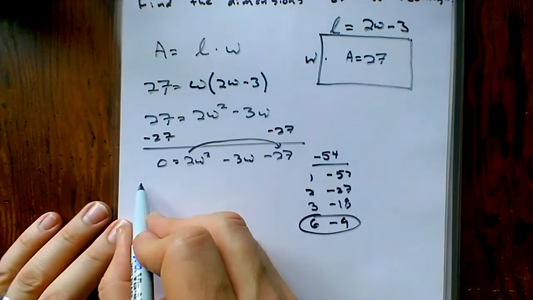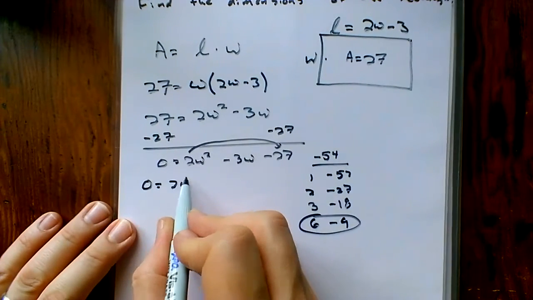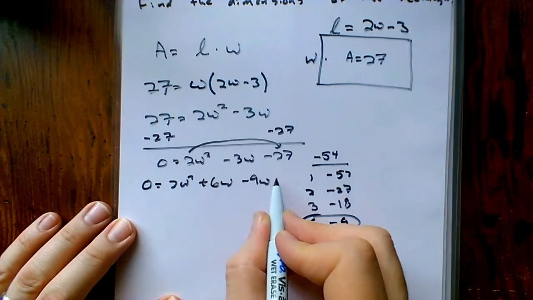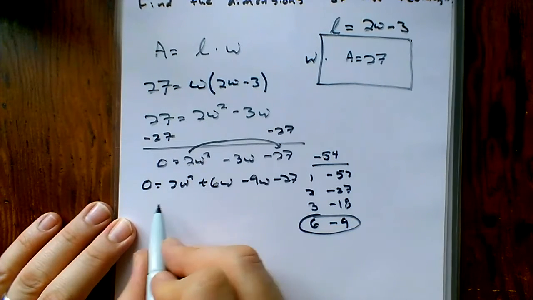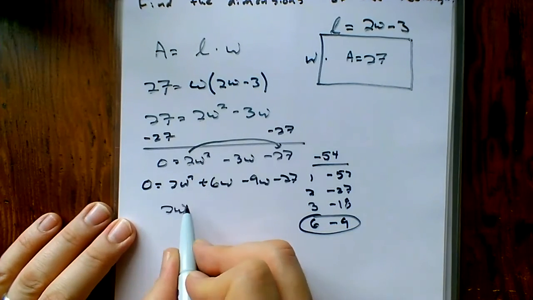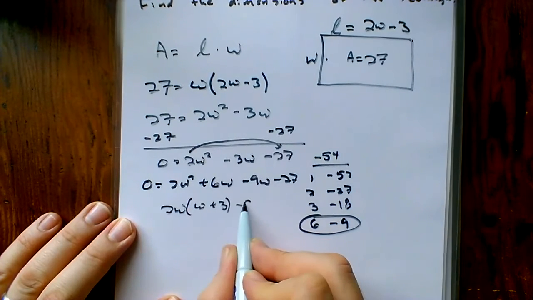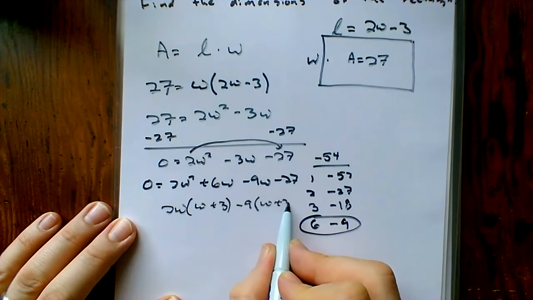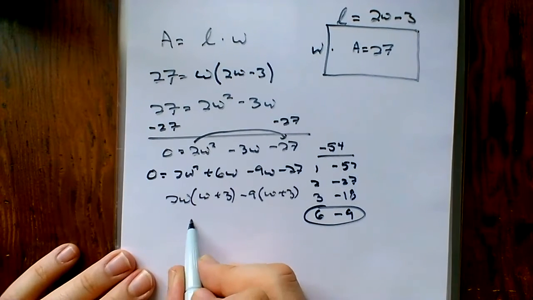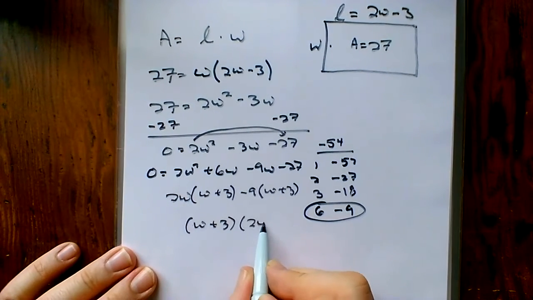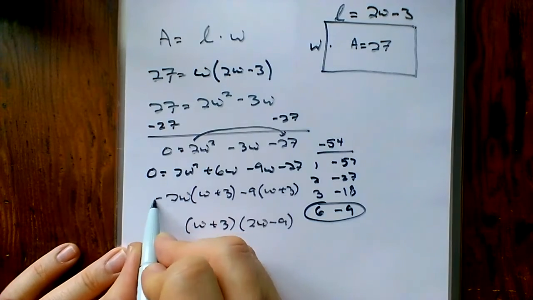So 2w squared plus 6w minus 9w minus 27. And I'll just keep factoring. I'll take out my greatest common factor, so w plus 3. Looks like I can take a negative 9 out of these, and w plus 3. So when I factor this, I've got w plus 3 times 2w minus 9, and this is still equal to 0.